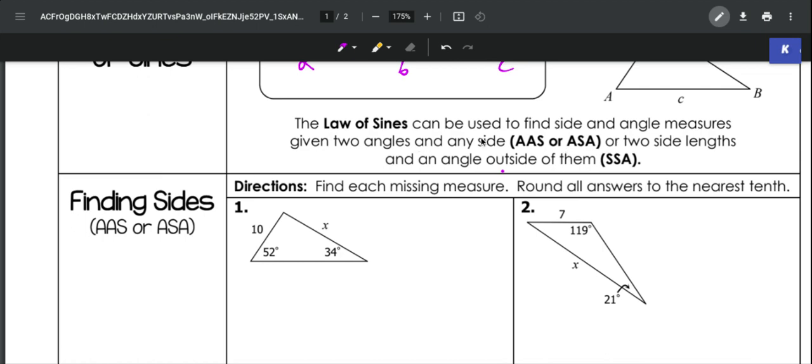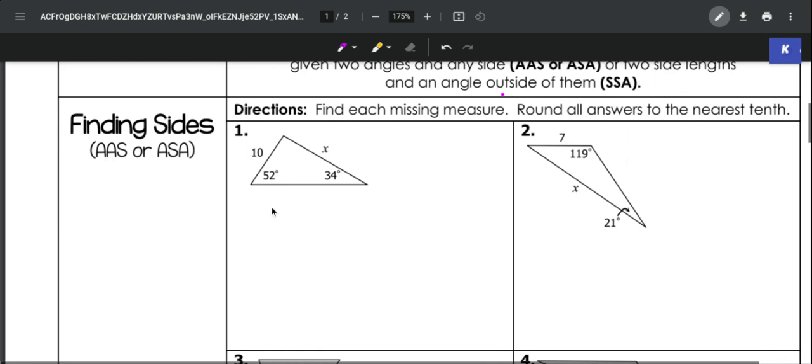Here is just more explanation of our reasoning. The law of sines can be used to find side and angle measures given two angles and any side, angle-angle-side, or angle-side-angle, or two side lengths and an angle outside of them, which is side-side-angle. First, we're looking at when we're given two angles and a side length, and we're looking for the other side length.